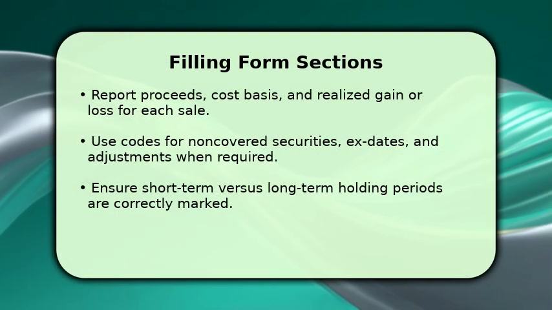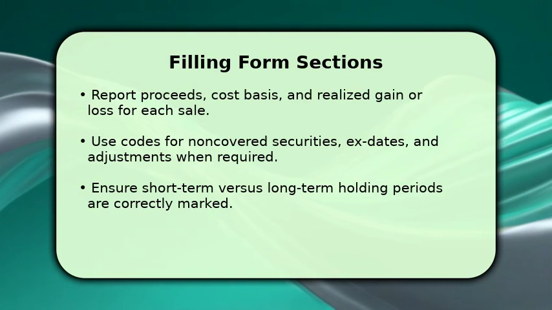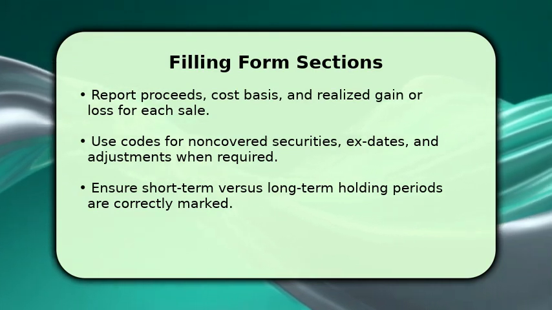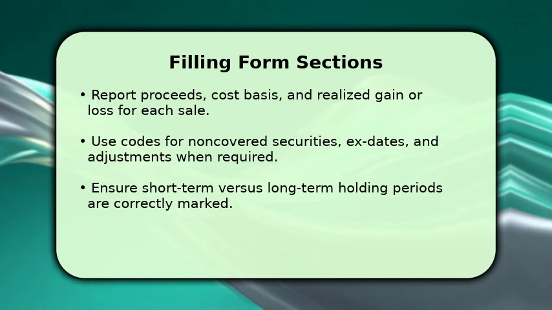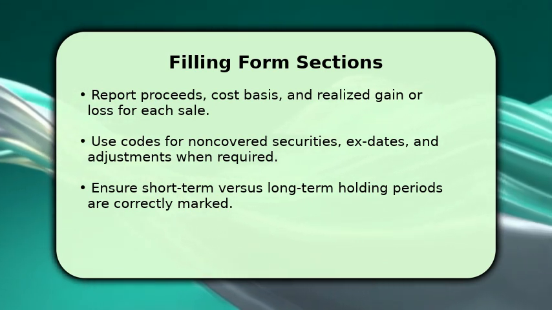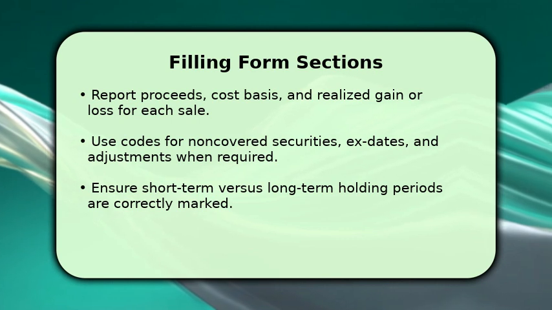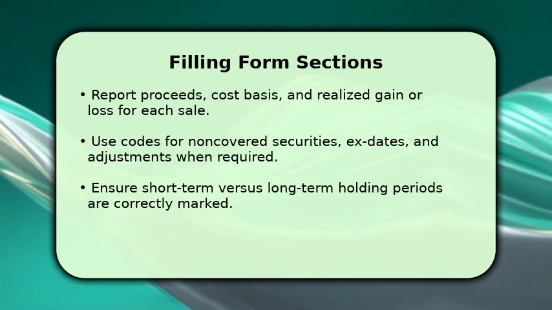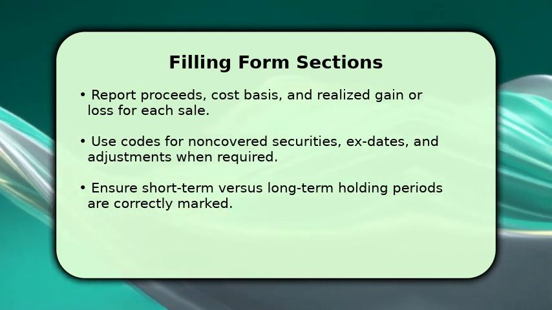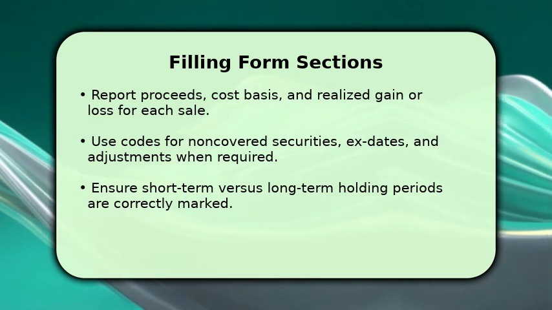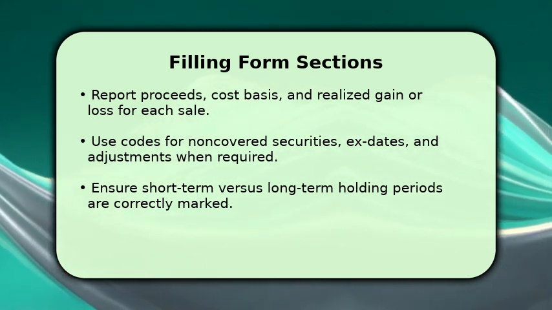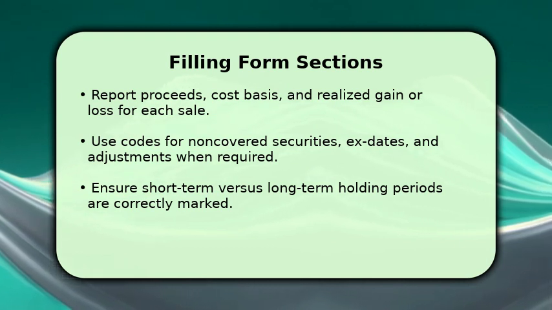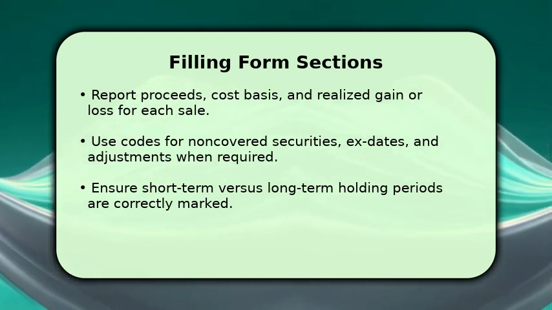Enter gross proceeds and cost basis for each transaction on the appropriate form lines, and compute your gain or loss clearly. Include adjustment codes for broker corrections, wash sales, or non-covered securities so the IRS and recipient match records. Confirm whether holdings are short-term or long-term based on purchase and sale dates to apply correct tax rates. Double-check totals and attach schedules before submission to reduce audit triggers.